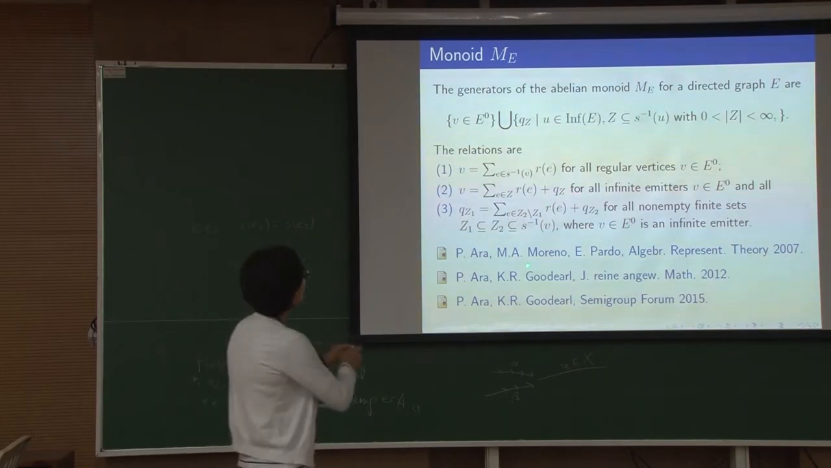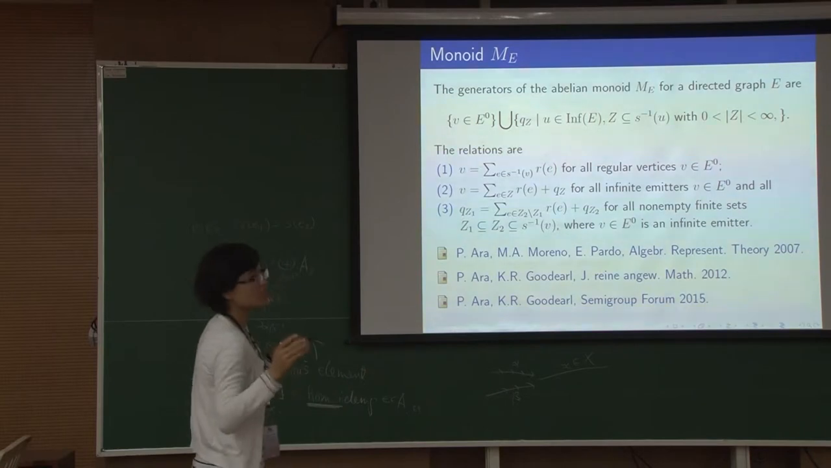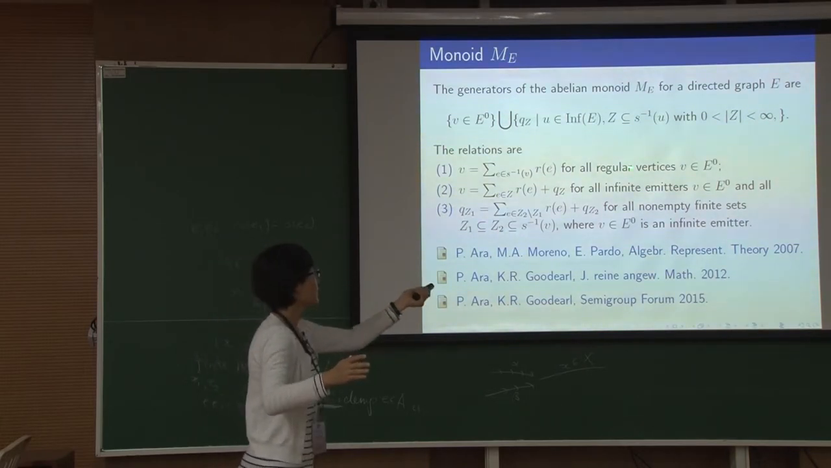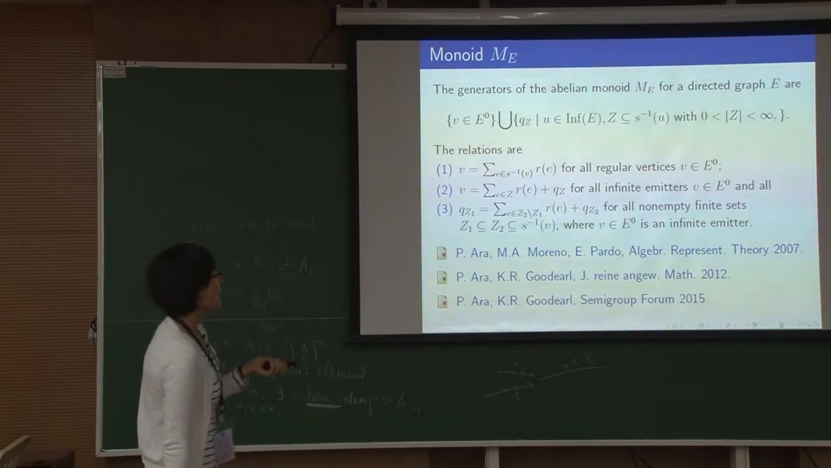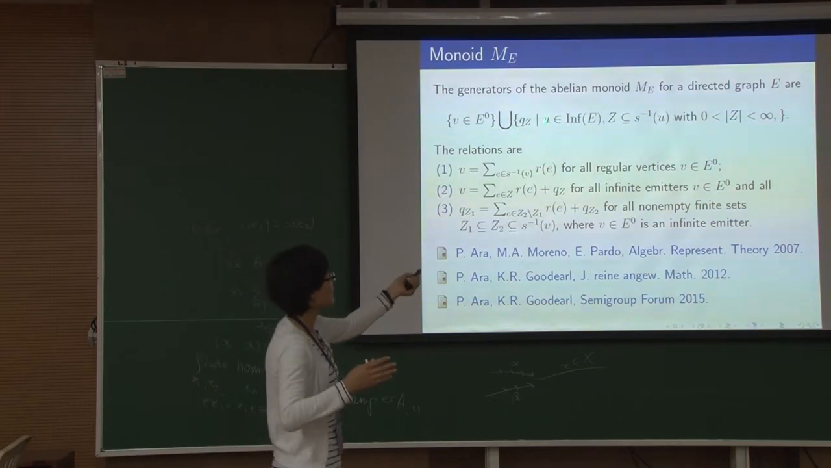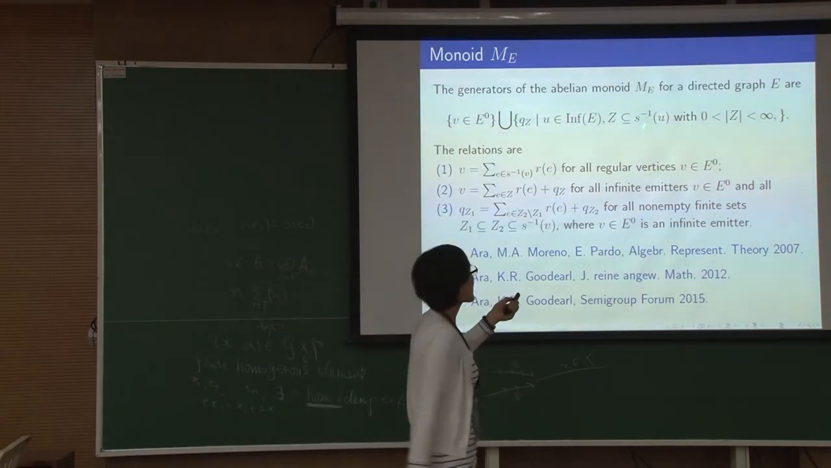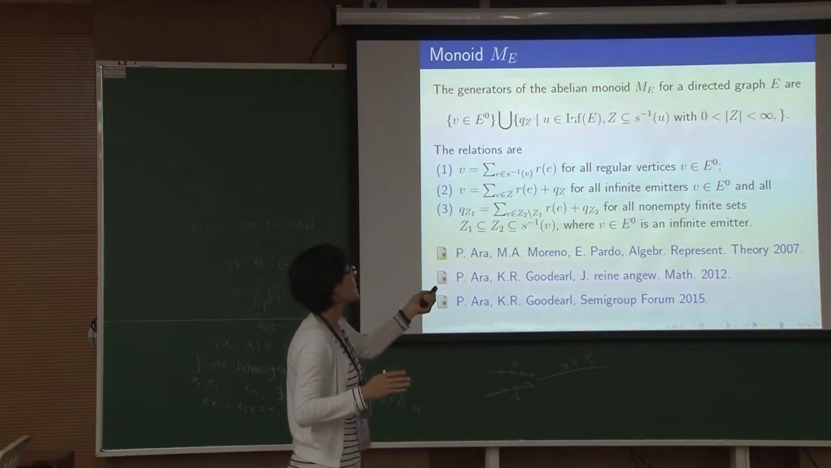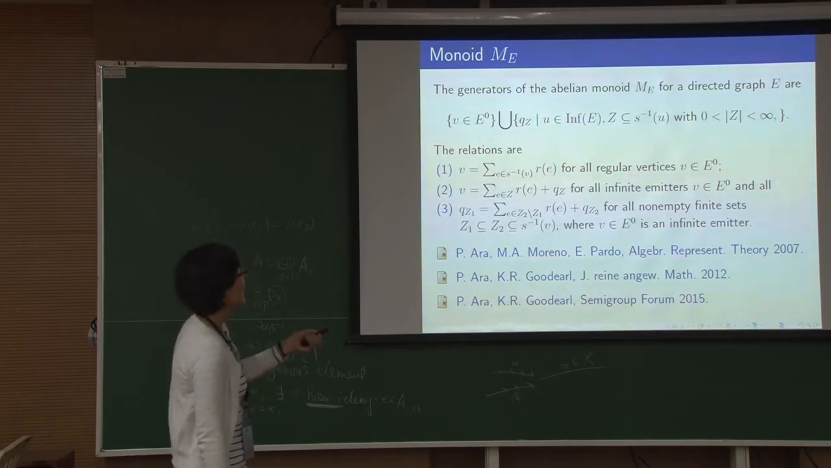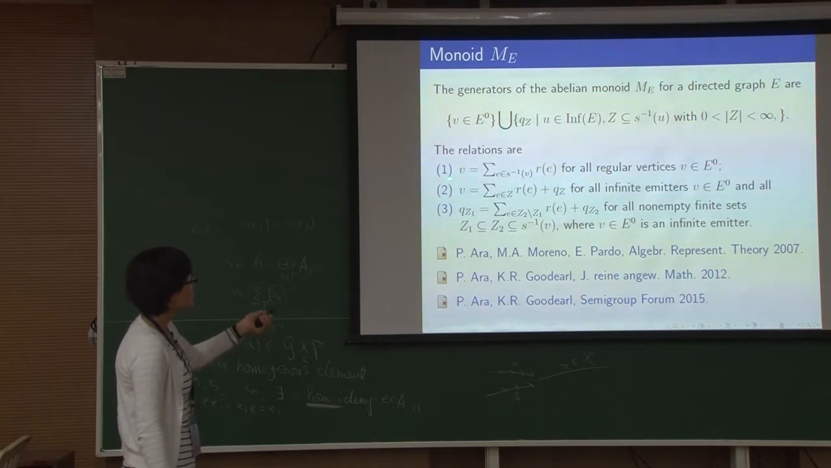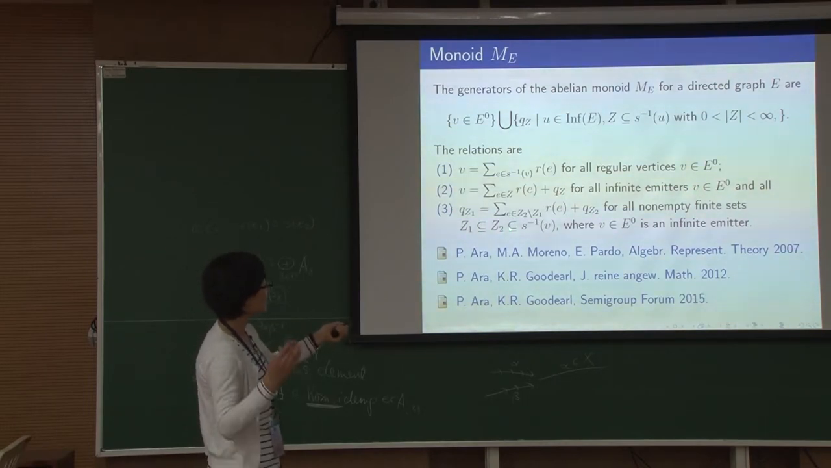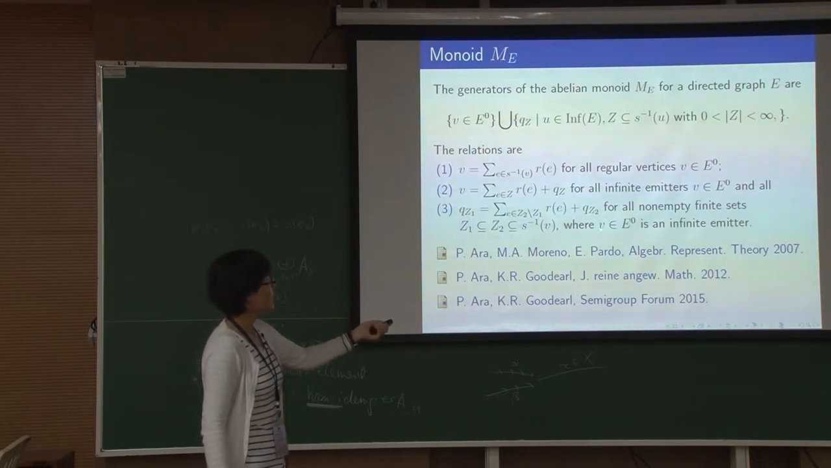So here, let's see. We know that if E is a row-finite graph, M_E has generators: all the vertices are the generators for M_E, and it has relations for this relation. So here, for an arbitrary graph E, M_E has more generators. All the vertices are generators, but we also have these generators q_Z. Here, Z is any non-empty finite subset of s inverse of u, where u is any infinite emitter in the graph E. So we have more generators here, and also two more relations. So this is for infinite emitters, and here Z1, Z2 are non-empty finite subsets of s inverse of v, where v is an infinite emitter.